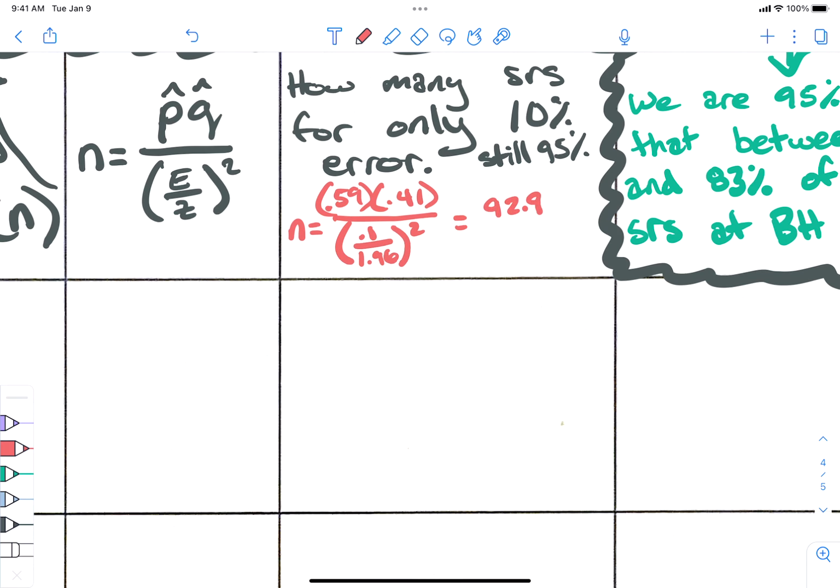Did you get 92.9? Hold on, I'm almost done. Yeah, that's what I got. Okay, now 92.9 does in fact round up to 93, but even if it was 92.1, you always round up, right? Always round up. So this is going to be 93 seniors.